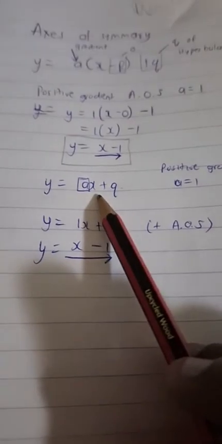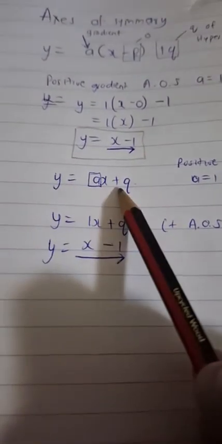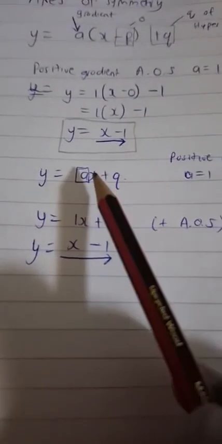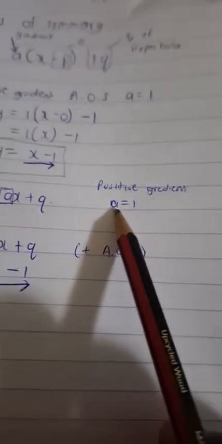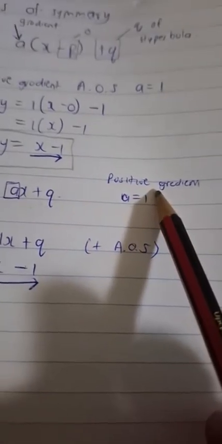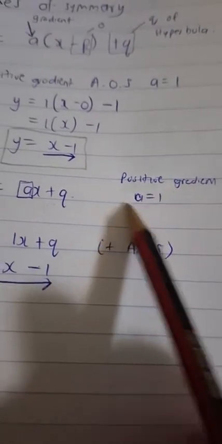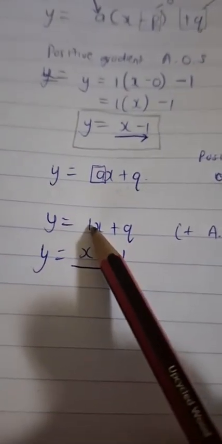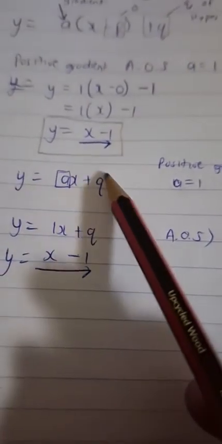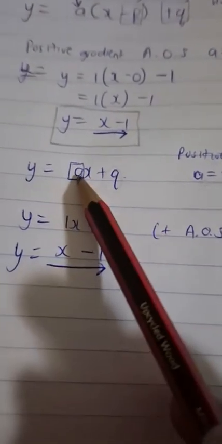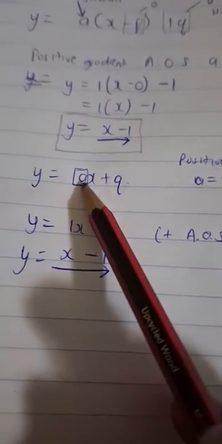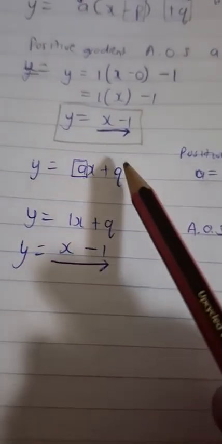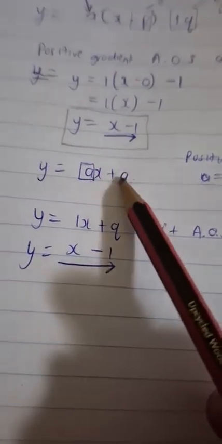Or alternatively, you could use the form of the straight line function. Whenever you want to find a straight line function, you need two things. You need the gradient, which, if it's the positive gradient axis of symmetry, will obviously be +1. So in the place of a, I substitute 1. Then second, you want the y-intercept of that particular straight line. So what is the y-intercept of this axis of symmetry?